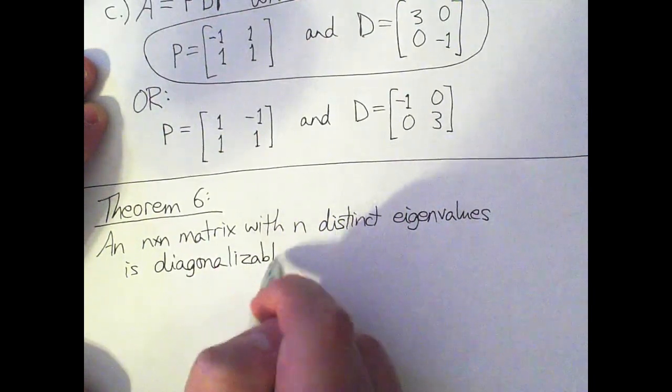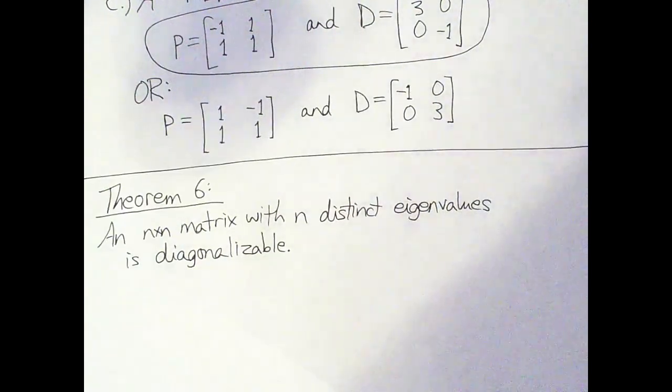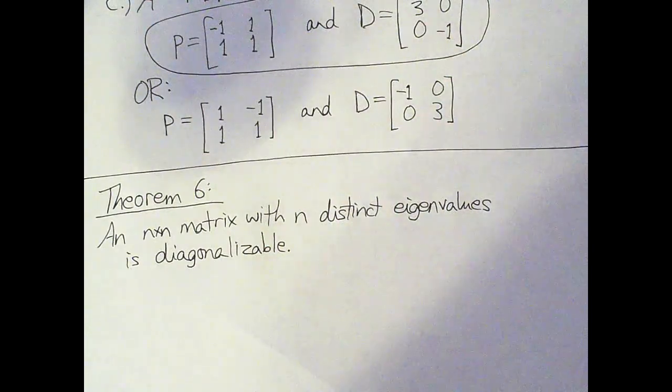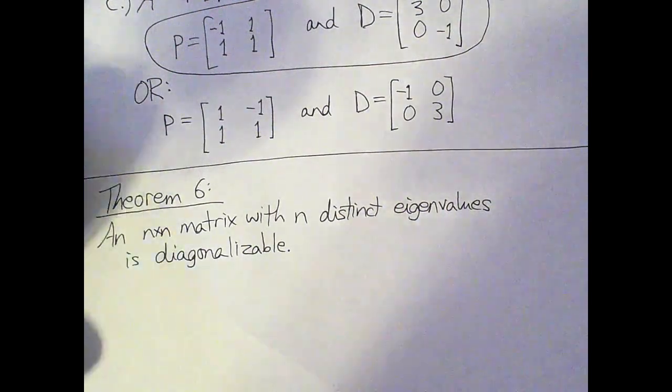I don't think we're going to prove this one, but I think that this kind of follows from our discussion earlier, and especially from Theorem 2, which we stated earlier. Theorem 2 talked about distinct eigenvalues giving you linearly independent eigenvectors. And then because you have linearly independent eigenvectors, you can follow from there that the matrix winds up being diagonalizable by Theorem 5. So I just wanted to state that. And then one more thing.